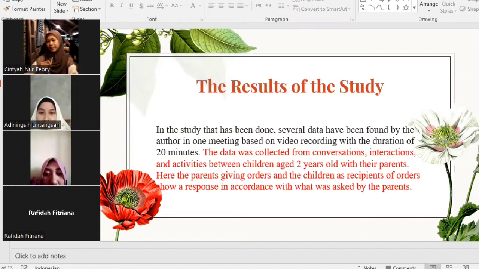The results of the study. The data was collected from conversations, interactions, and activities between children aged 2 years old with their parents. Here, the parents give orders and the children, as recipients of orders, show a response in accordance with what was asked by the parents. Next slide.